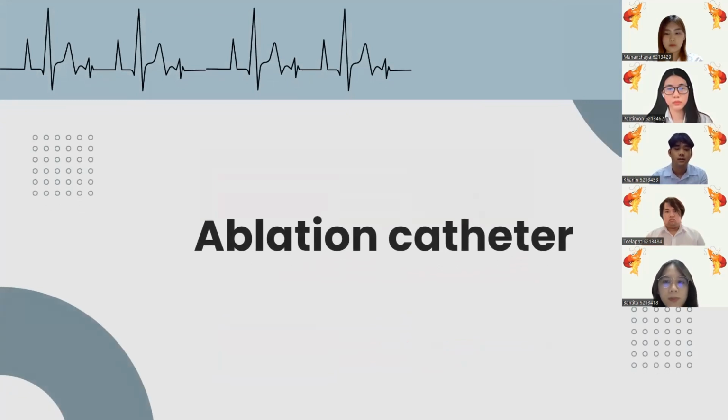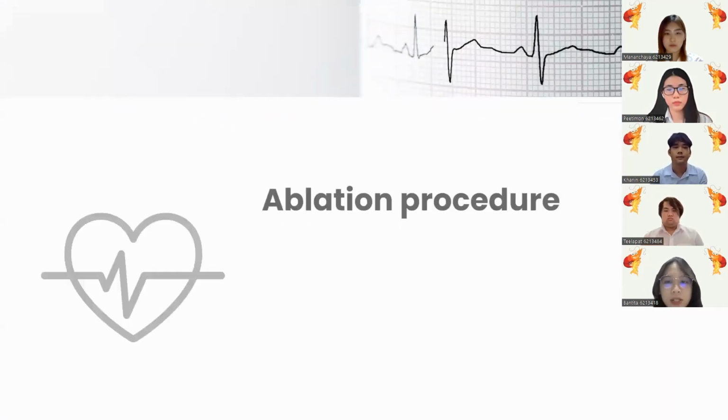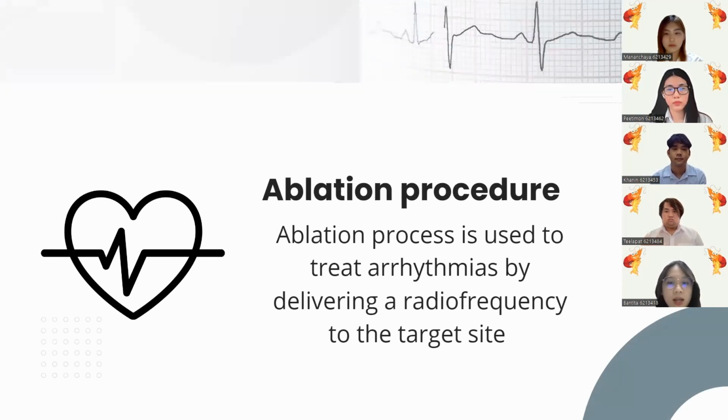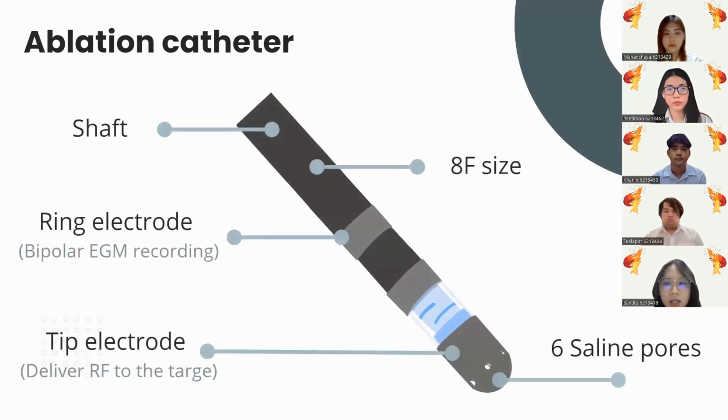Okay, moving to the ablation catheter. It is the key equipment in the ablation procedure. Ablation is a procedure used to treat an abnormal heartbeat by using radio frequency, which is an electrical current, to create resonance in the target site. This method helps patients restore their regular heartbeat. And as mentioned before, an ablation can't be performed without an ablation catheter.